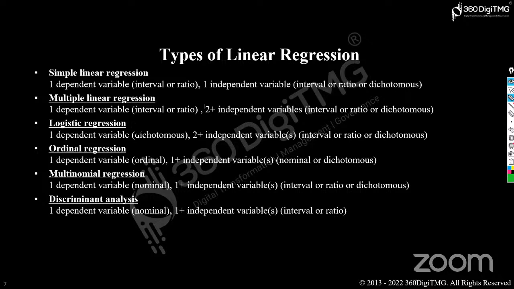Logistic regression. One dependent variable means it is having a dichotomous dependent variable and two independent variables. Ordinal, as the name suggests, is having an ordinal value. Multinomial, we are having nominal. And discriminant, we are having normal. So these are some types of your linear regression.